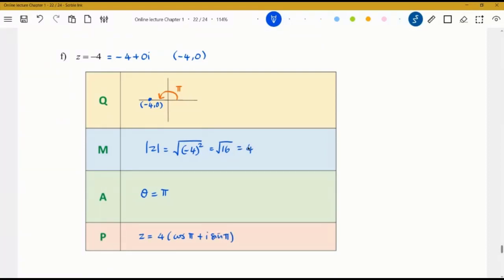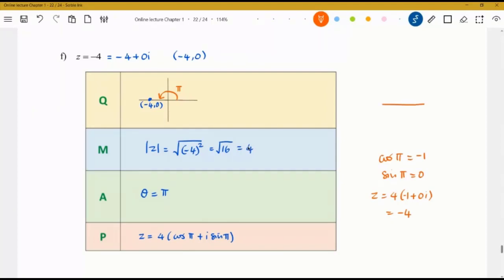Itu adalah polar form. So kalau nak check, kita tahu cos pi adalah negative 1, sin pi adalah kosong. So directly kita tahu 4 darab negative 1 plus 0i. So here will be negative 4.